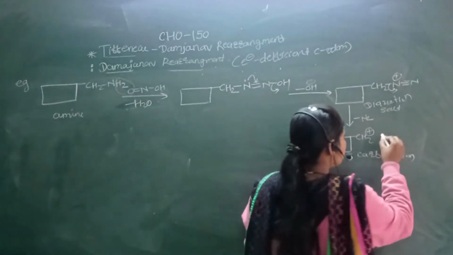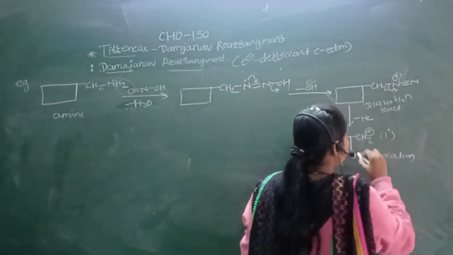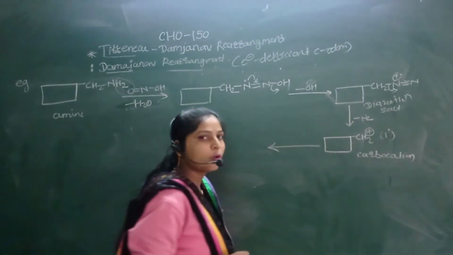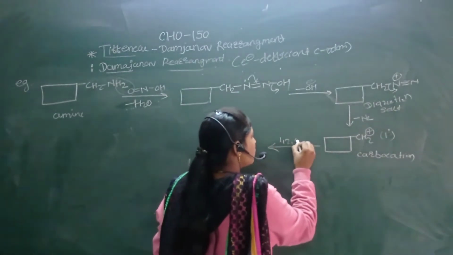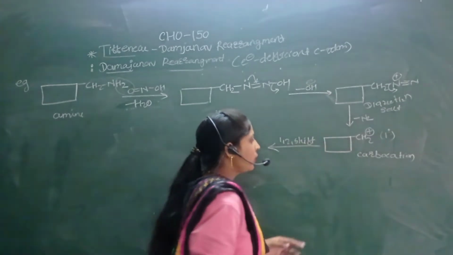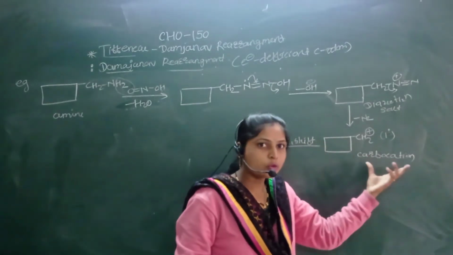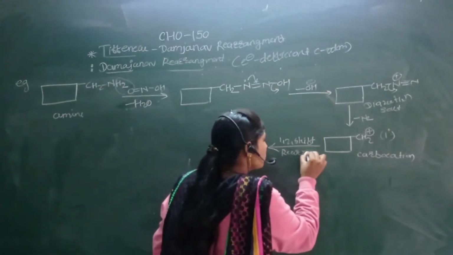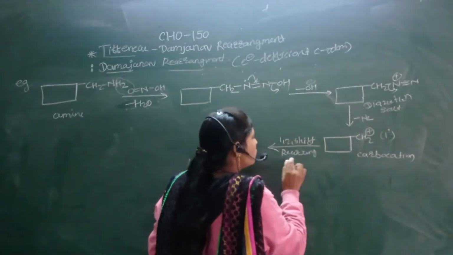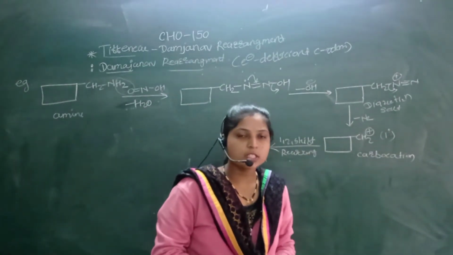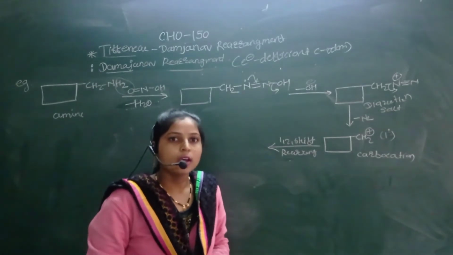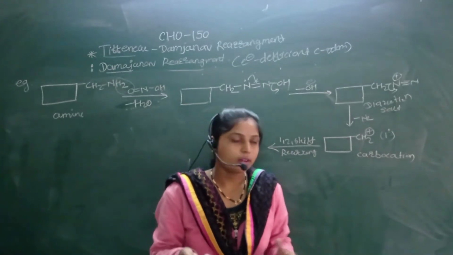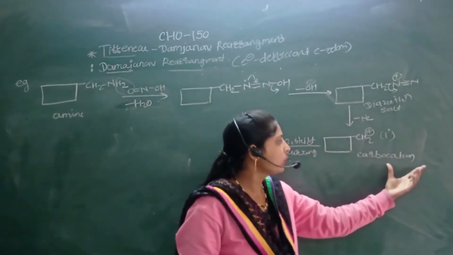So this carbocation is a primary carbocation. In the next step, which is very important, a 1,2 shift or 1,2 migration takes place. In this stage the rearrangement takes place. So this is the rearrangement step. What is the driving force of that reaction? A primary carbocation is converted into a secondary carbocation, so the stability of the carbocation will be followed.